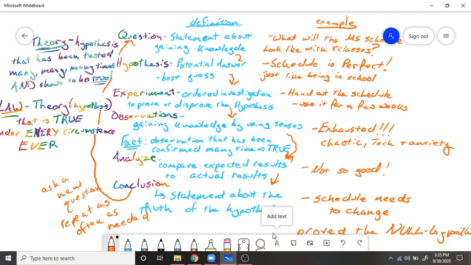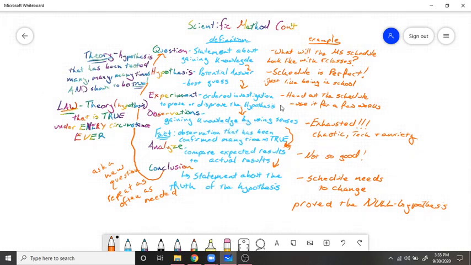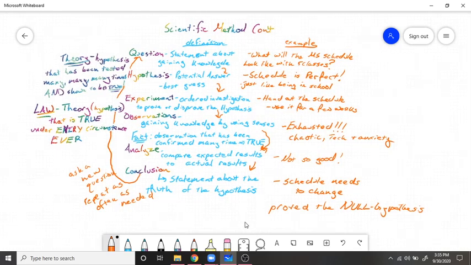Now, I used a very unscientific example because I wanted you guys to see that the scientific method actually applies to so many different aspects of your everyday life. Whether you realize it or not, you're asking a question, you're coming up with an idea, you're testing to see if that idea is true, you're making observations and decisions, and then maybe generating a new question. That is the scientific method.